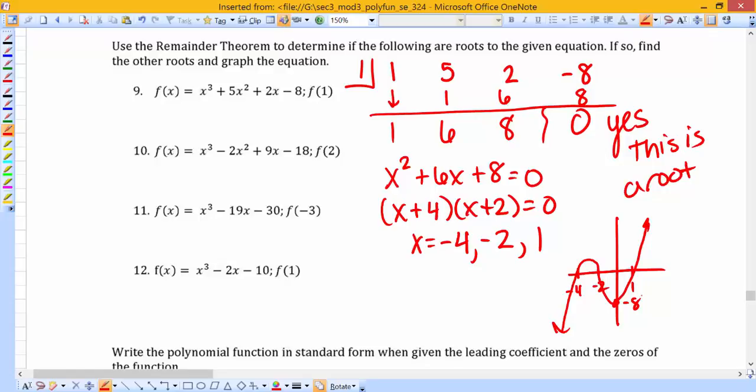Don't forget to use placeholders, please, in the synthetic division. For example, on 11, I would put -3 in the house. My coefficient with x cubed is 1. There is no x squared, so you have to put a 0. And then I could put -19 and -30. Okay, and so be careful with that on 12 also. Don't forget to use your placeholders.